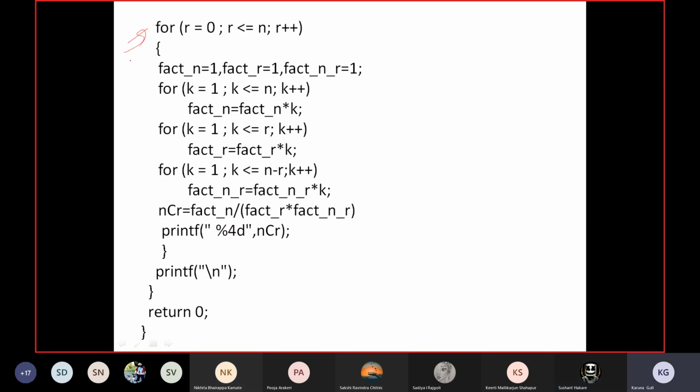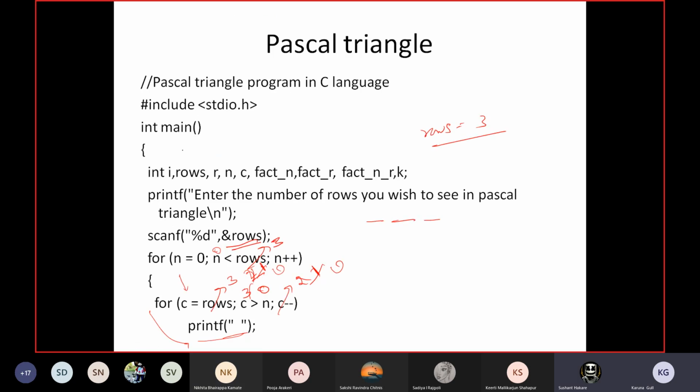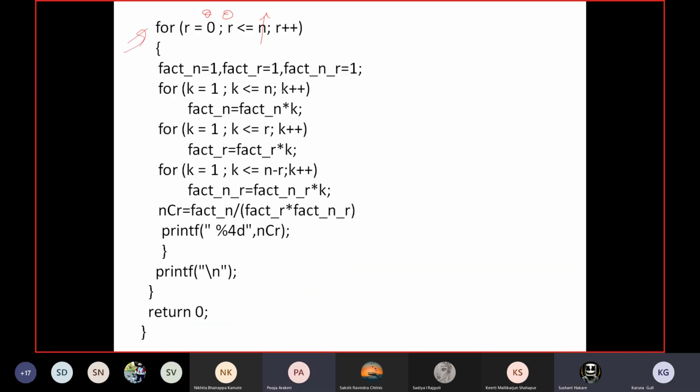Is it okay? Yes, ma'am. What is r? r is initialized to 0. This is also 0. What is the n value? 0. Okay, so it is 0 here, I'll write it here.